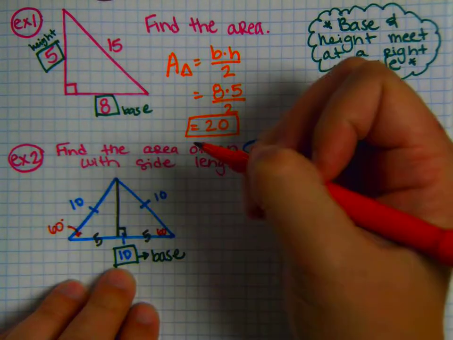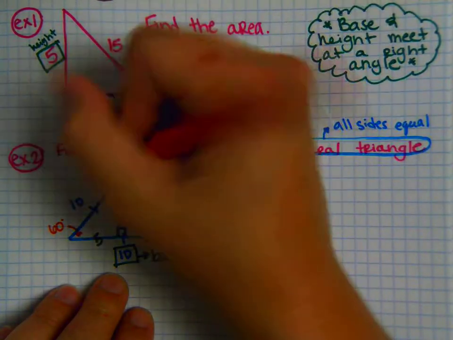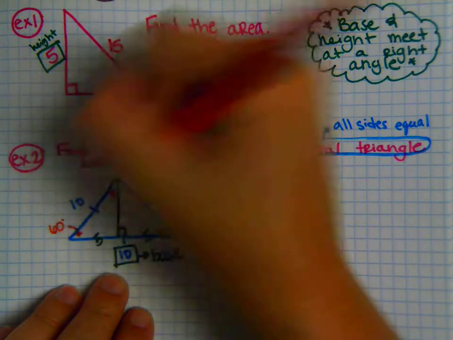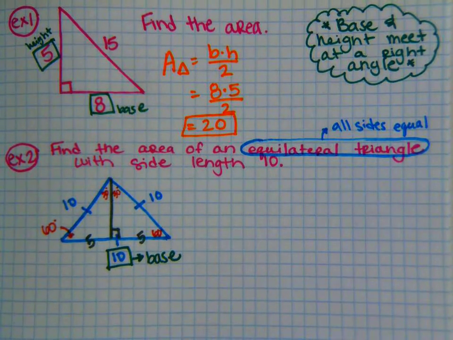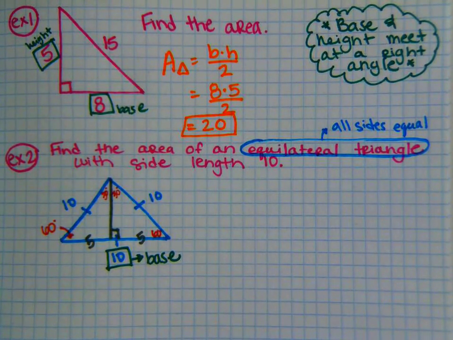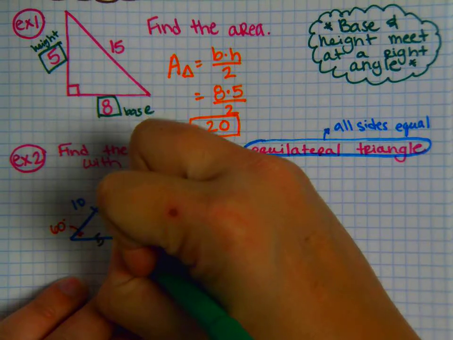That whole thing is 60. If that whole thing is 60, that means this little guy is 30 and this little guy is 30. Okay? So let's remind ourselves what we're trying to look for. We are trying to look for the height, which is right here. Height equals something.